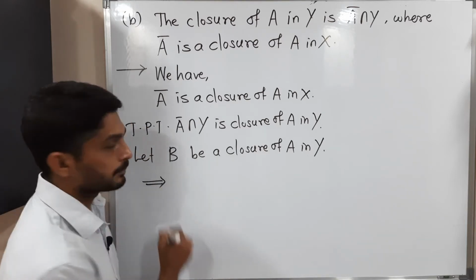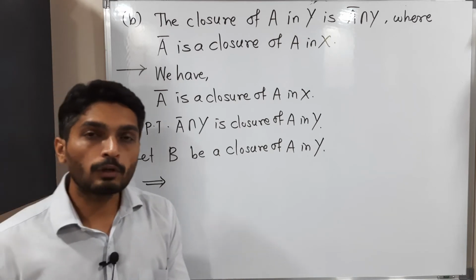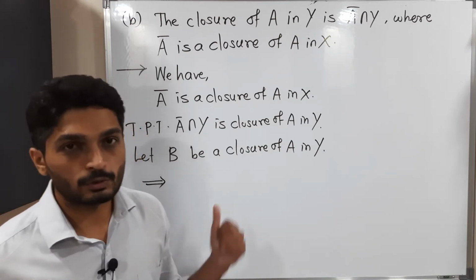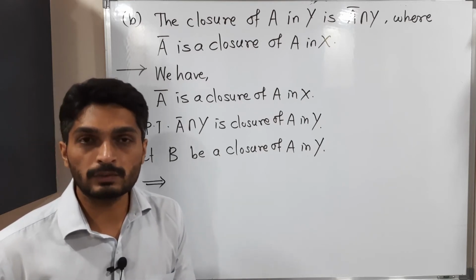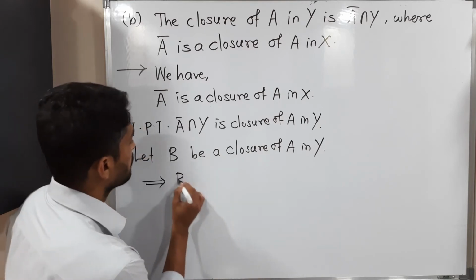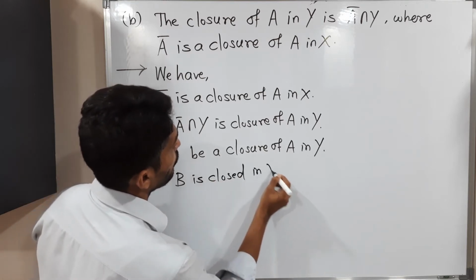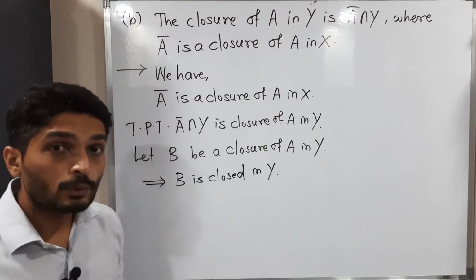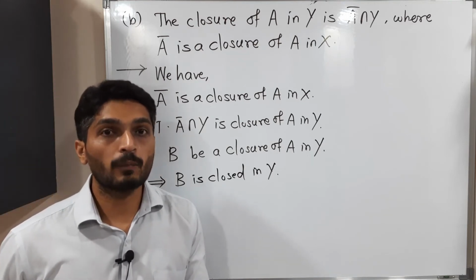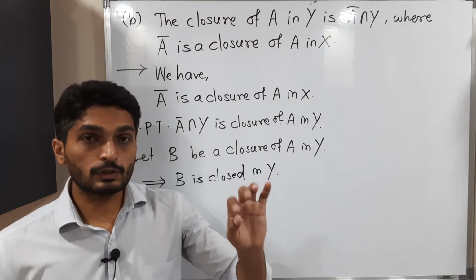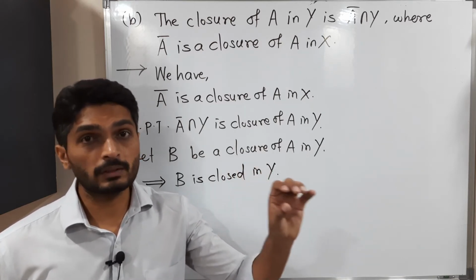So you know that a closure is always a closed set. We have proved this thing: A bar is always a closed set. A bar means closure, and closure is always a closed set. So therefore, B is closed in Y. So we know that every closed set in Y can be expressed as an intersection of some closed set in X with Y.